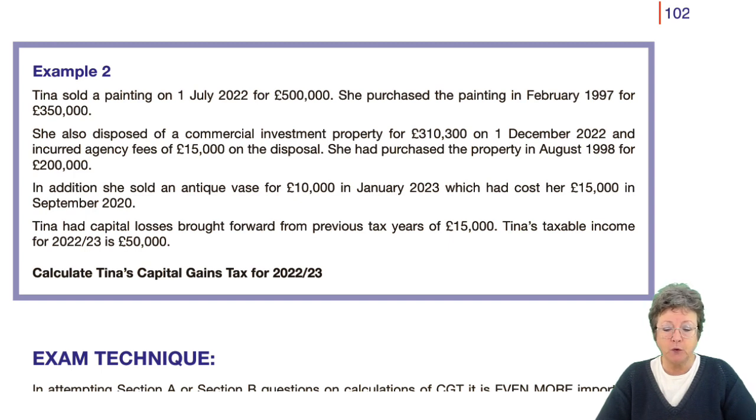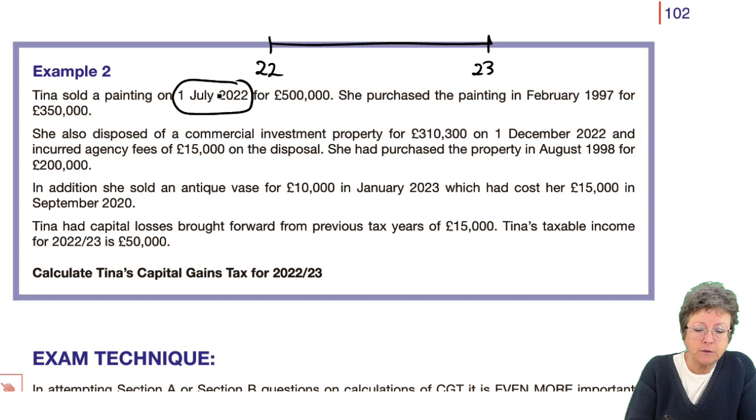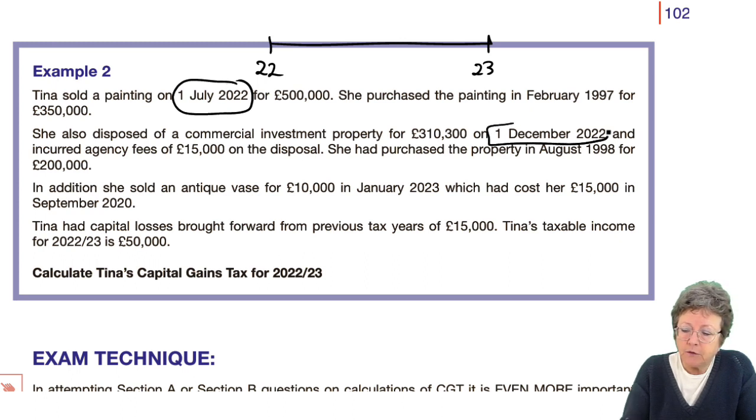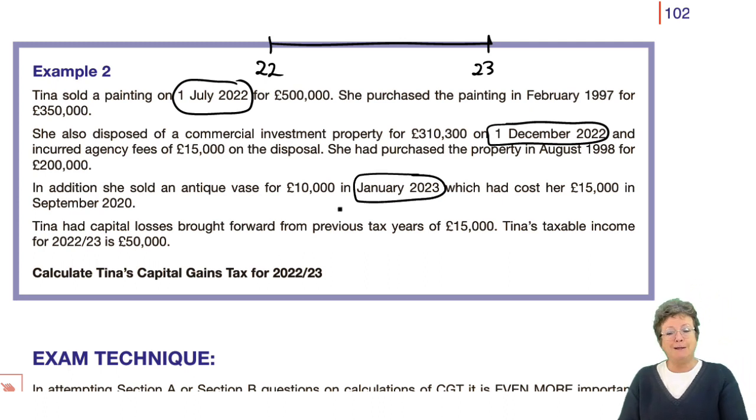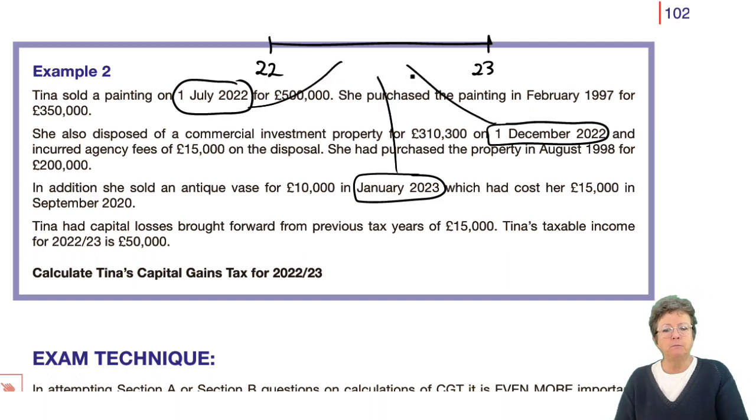She has losses brought forward from the previous tax year of £15,000, and her taxable income for the year 22-23 is £50,000. First things first, always remember this is the tax year we are dealing with, 22-23. Make sure the sales, commercial property December 22, vase January 23, all fit in that tax year. They haven't given you something that falls in the next one.